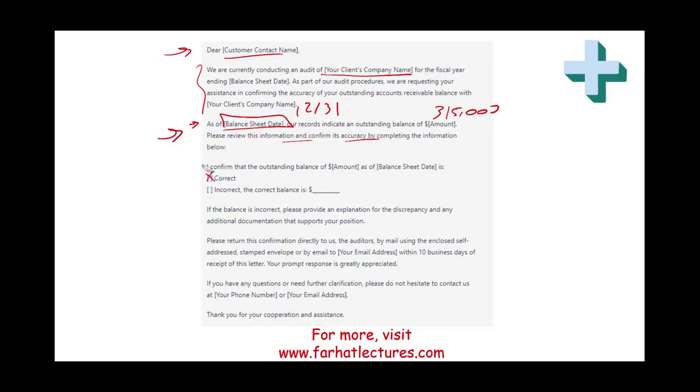It's either yes, I confirm, or it's incorrect, the balance is $280. And if the balance is incorrect, please provide an explanation for the discrepancy. Usually what you do is you give them a self-addressed envelope, and you tell them to mail it back to you within, you know, 10 days or at their earliest convenience.